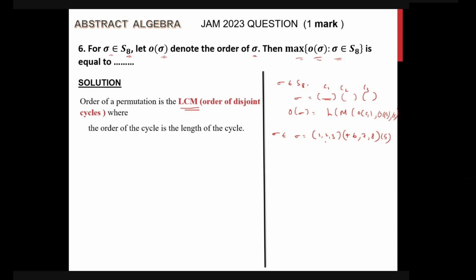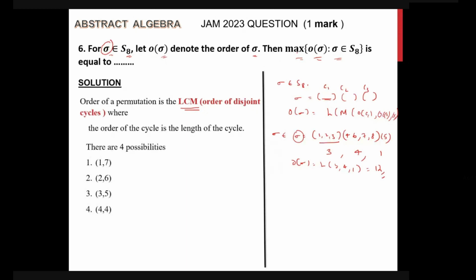Okay, so this is a sigma in S8. Then the order of this is 3, and the order of this is 4, and the order of this is 1. So the order of sigma is actually the LCM of 3, 4, and 1, that is 12. So that is the method of finding the order of a permutation. So here it is asked, what is the maximum order?